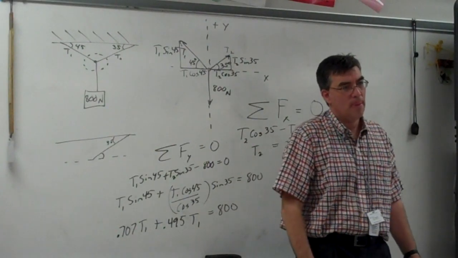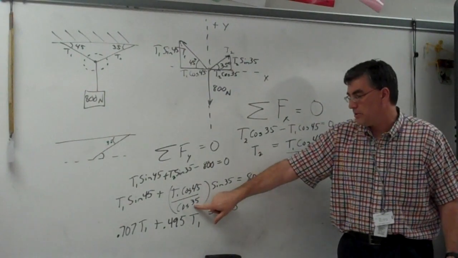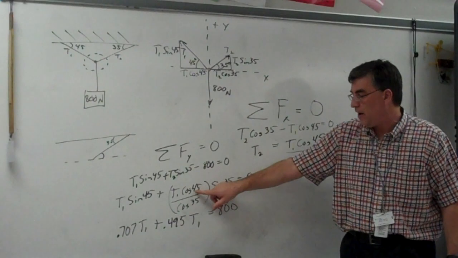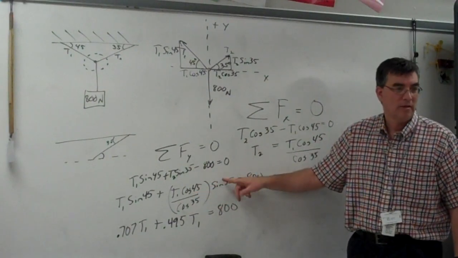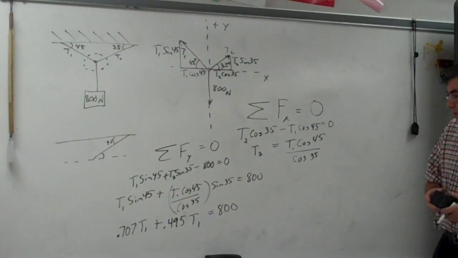Yes? I didn't understand what you said on your shortcut for the cosine of 45. Oh, sine over cosine is tangent. So all I did was say the cosine of 45 times the tangent of 35. That's a little shortcut. It saves you a few strokes on the keyboard.